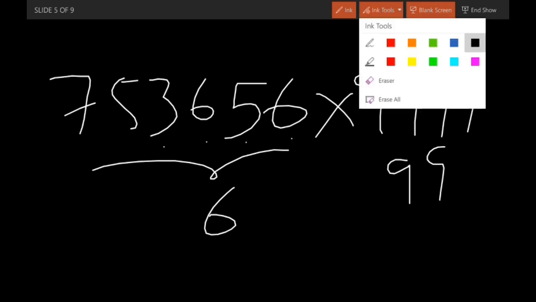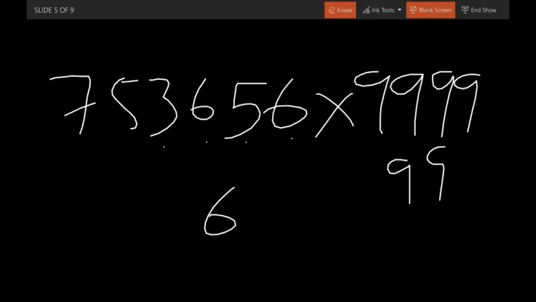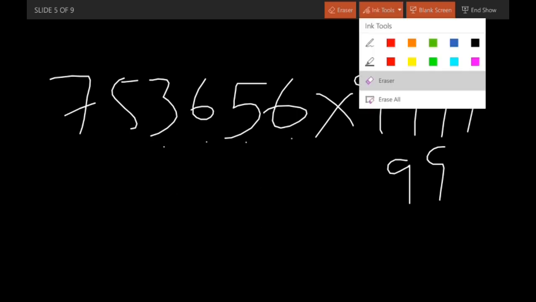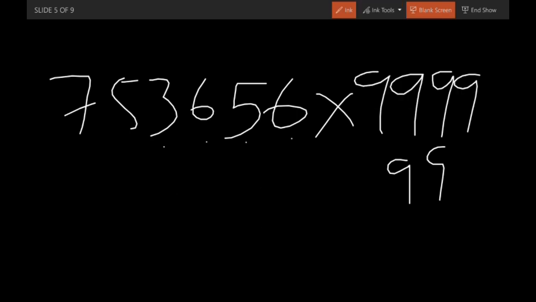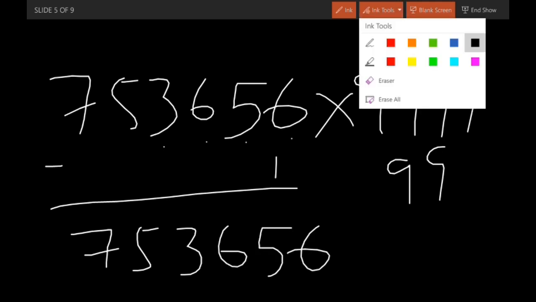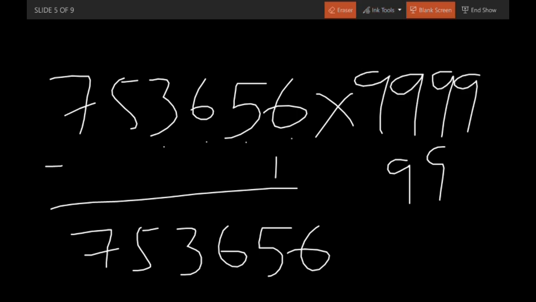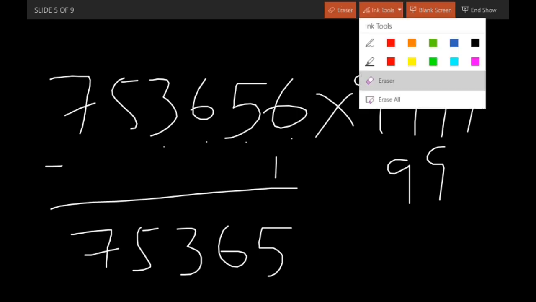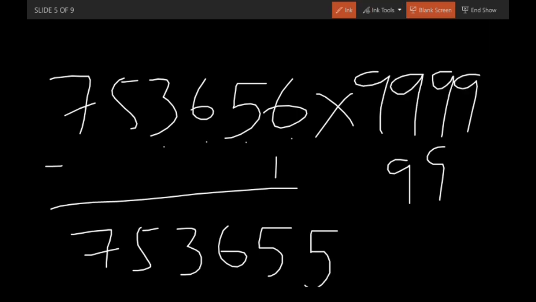Now let's see how we're going to solve it. It's just simple. We are going to use the same trick as before. First thing, we have to reduce 1 from this. So what are we going to get? 753655. Here it is 655, because 6 minus 1 is 5, right? Okay, we are going to reduce 1.